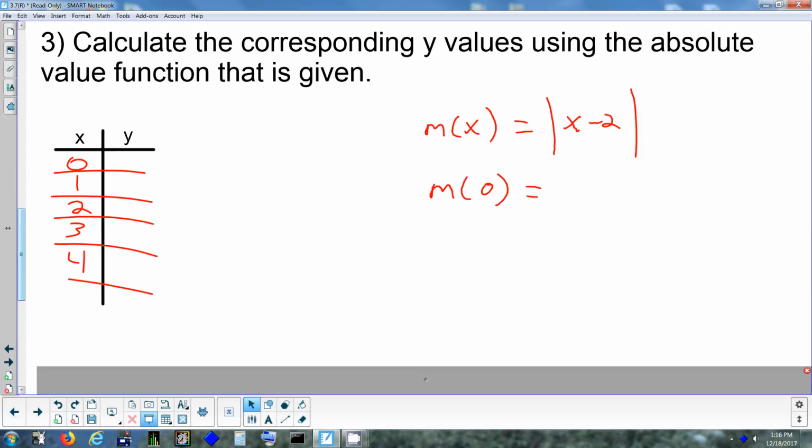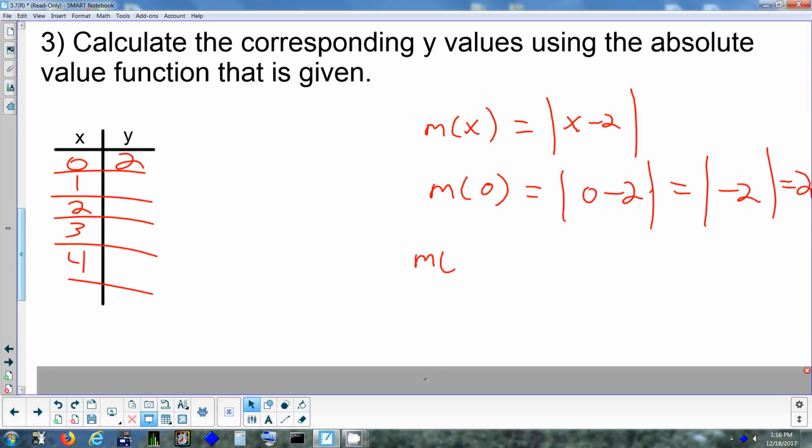Alright, what's the first number we're going to plug in? 0. What's 0 minus 2? Negative 2. Absolute value of negative 2. 2. Plus 2? It's 2.